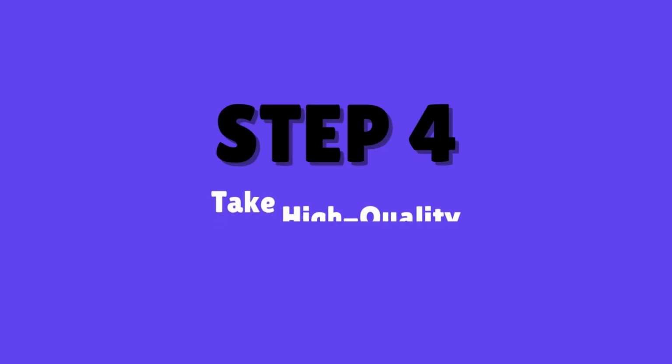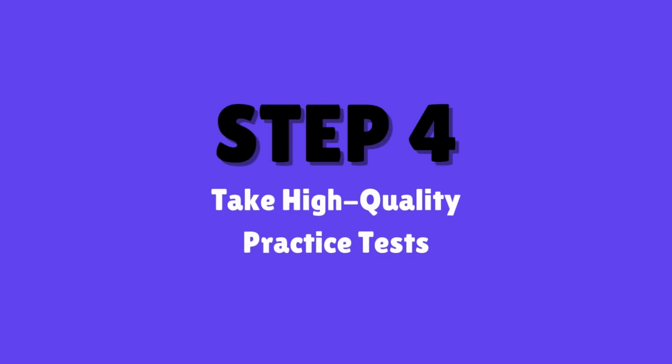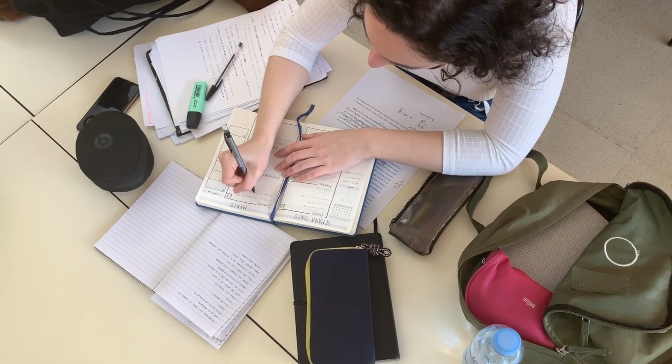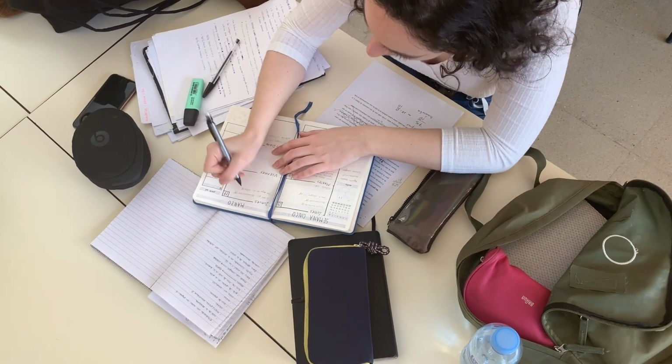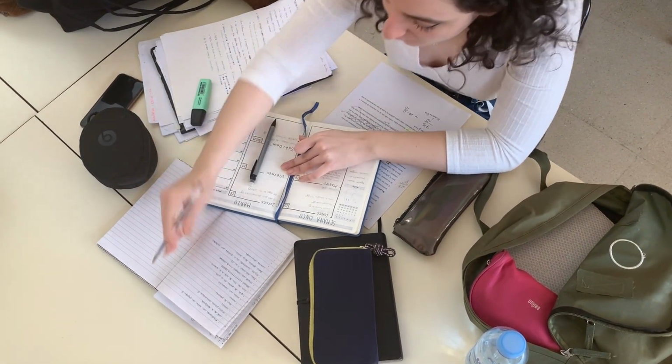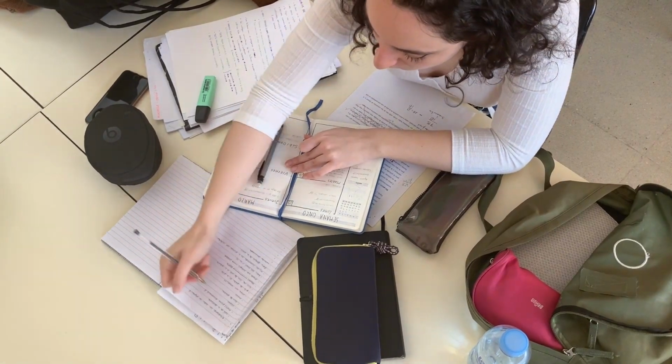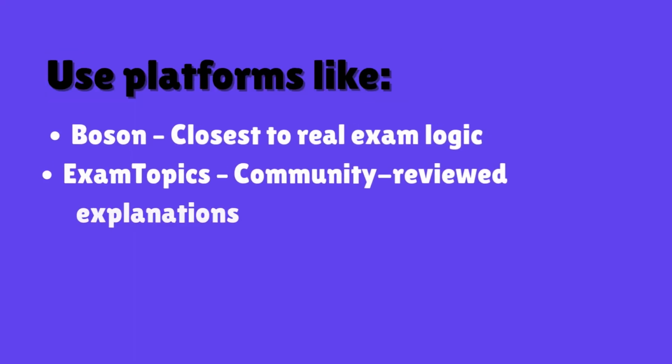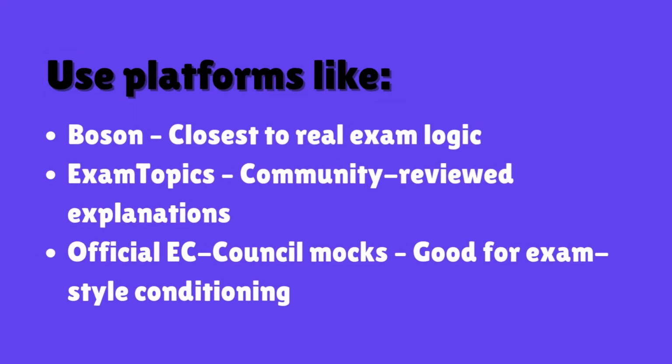Step 4. Take high-quality practice tests. CEH is predictable once you see how it frames questions. That's why practice tests are the most efficient prep. Use platforms like Boson, closest to real exam logic. ExamTopics: community-reviewed explanations. Official EC-Council mocks, good for exam-style conditioning.